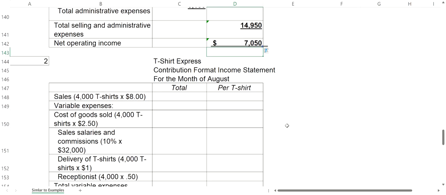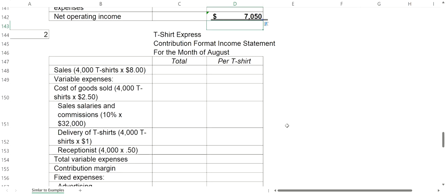Okay, now we are going to put it into the contribution margin format income statement. The idea behind the contribution margin format income statement is to put all your variable expenses together. So for those that are mixed with both a fixed and a variable component, we're going to have to divide it out. And then put all your fixed expenses together. We're going to do it in total. And for the variable cost, we will also do it per t-shirt.